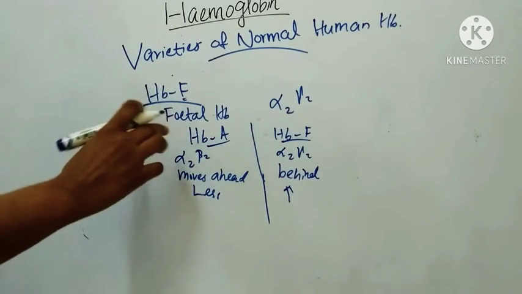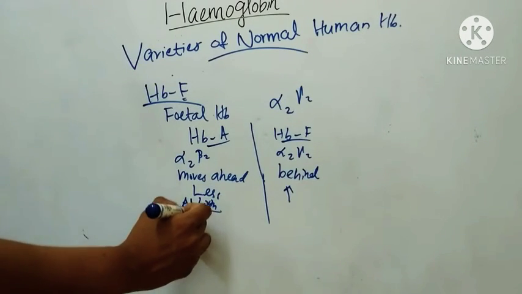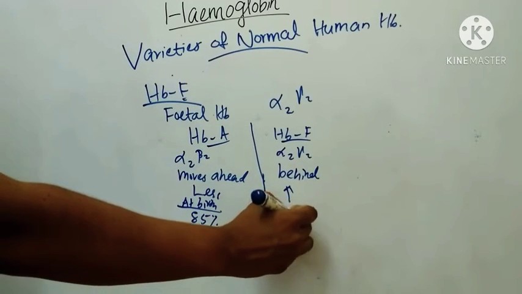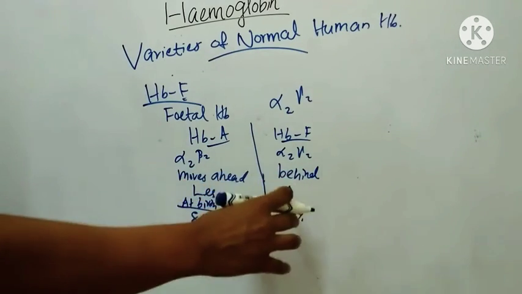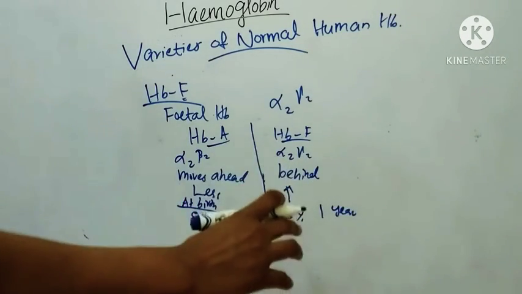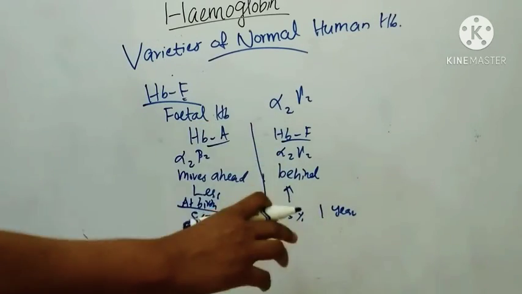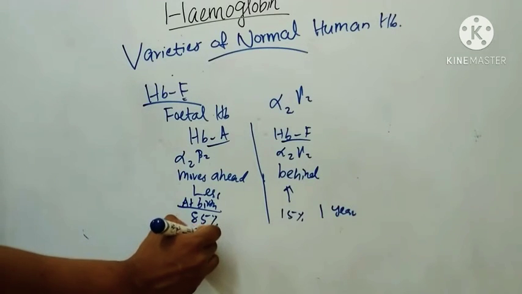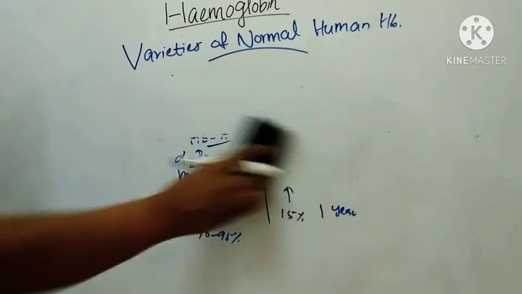Coming to concentration, at birth HbA is about 85% and HbF is 15%. Then HbF disappears by the end of the first year. So persistence of HbF after 1 year is pathological. In adults, the concentration of HbA is about 90 to 95%. That is the difference between HbA and HbF. HbF is the fetal hemoglobin alpha 2 gamma 2. Next one is HbA2.